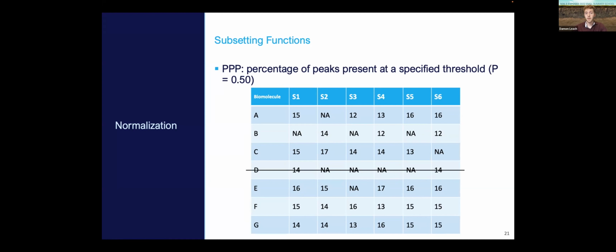Percentage of peaks present is based solely on missingness. With this one, we were looking at the percentage of peaks present at a specified threshold. So if we set that parameter to be 0.5, we need at least 50% of our samples per biomolecule to have a non-missing value. Going through this system, we're only going to remove biomolecule D from the subset because there are 4 missing values, which makes up 2/3 of the samples. Because it doesn't have enough data present, it can't be included in the subset.